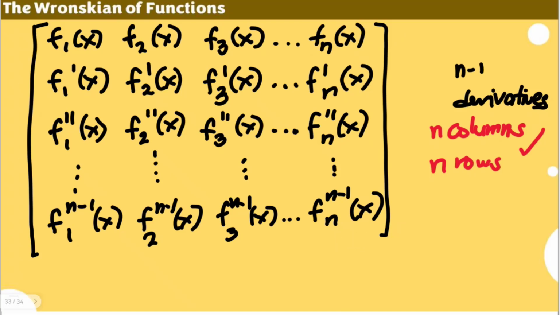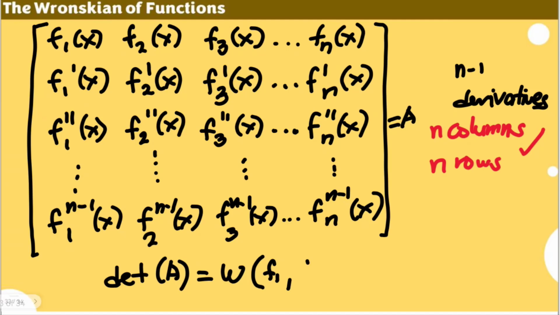Now, we know that we can only get the determinant of a certain matrix if the matrix is actually a square matrix. So the determinant of this matrix, okay, let's call this matrix A. The determinant of matrix A is actually equivalent to the Wronskian of the functions f sub 1, f sub 2, f sub 3 until your f sub n.